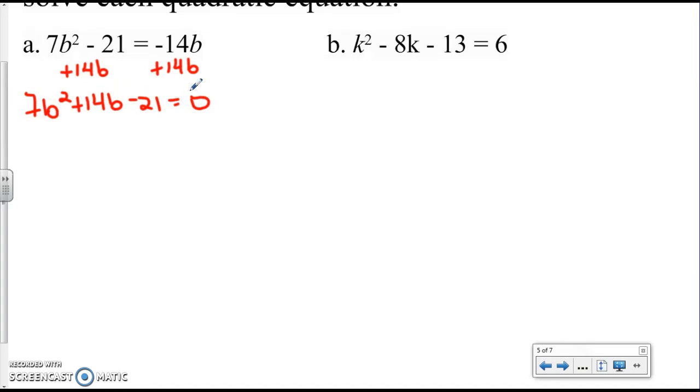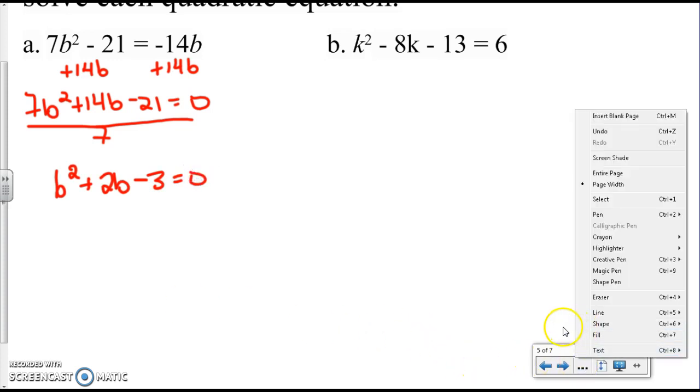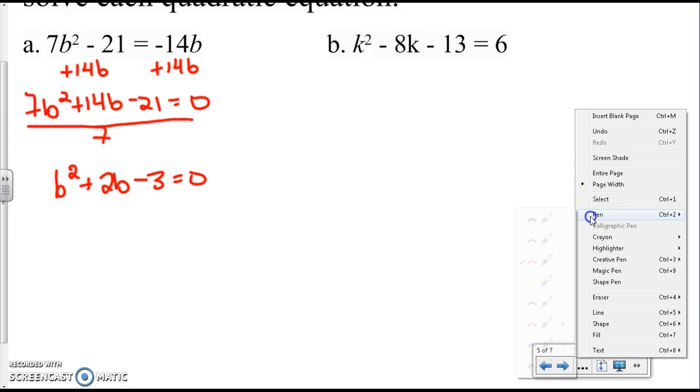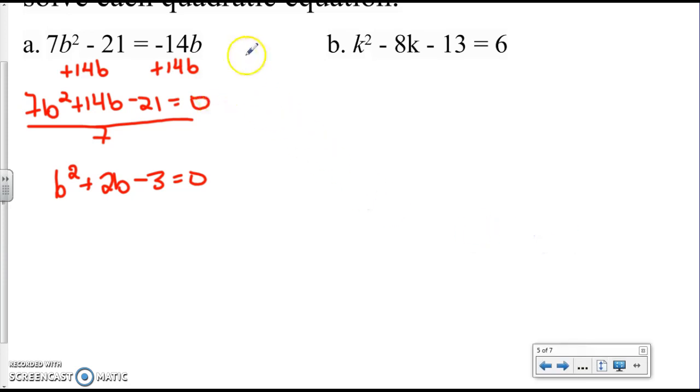Looking at this problem, there's one thing I noticed right away, and that is that I can divide everything by 7. So if I factor 7 out, or divide by 7, I am left with b squared plus 2b minus 3 equals 0. Okay, so I have to decide between factoring, quadratic formula, complete the square, and if you're not sure, go ahead and do the discriminant. So I'm going to do this off to the side here.